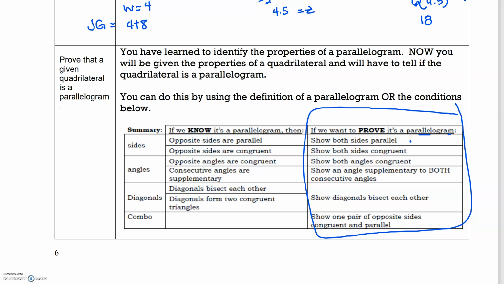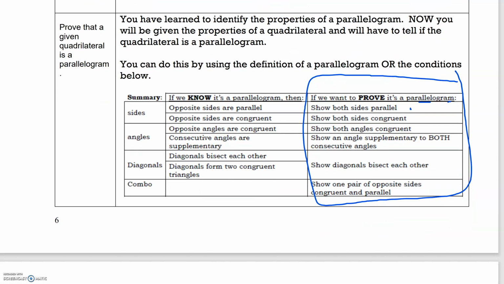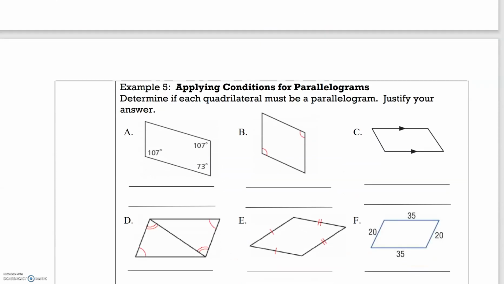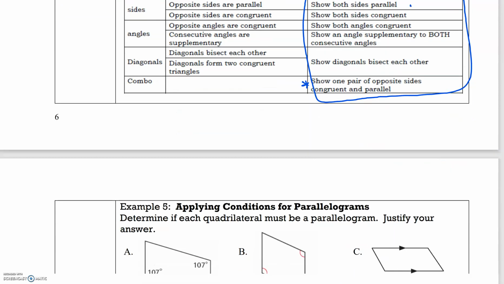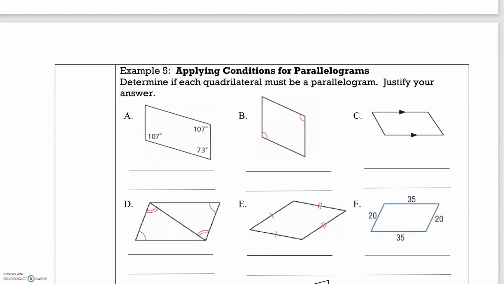We're going to show if the angles are supplementary, those consecutive angles. If both pairs are, then we can say it's a parallelogram. If the diagonals bisect each other, it's a parallelogram. And if we have one pair of opposite sides that are both congruent and parallel, we have a parallelogram. So keeping those 5, actually more than 5, we have kind of our 5 and then this additional one down here. So 6, keep those 6 in mind.